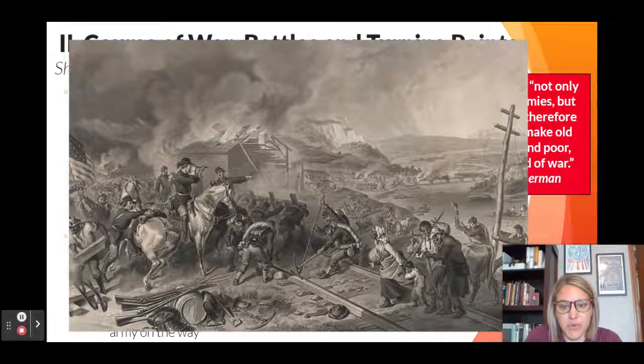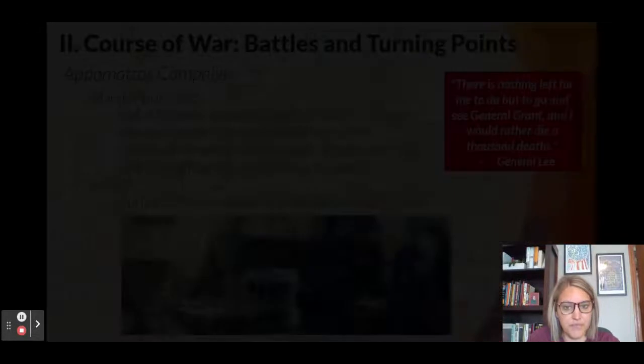Here's an image for you where you can see the destruction. You can see the Union Army destroying the railroads. And then you can also see a group of enslaved people right there kind of following along.